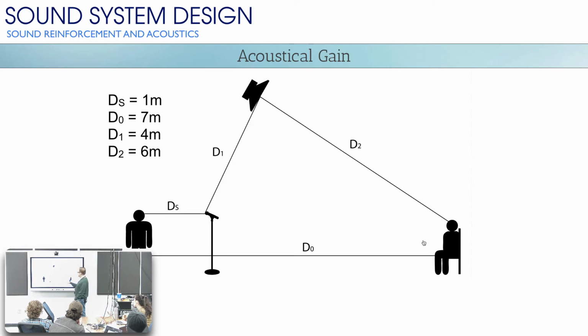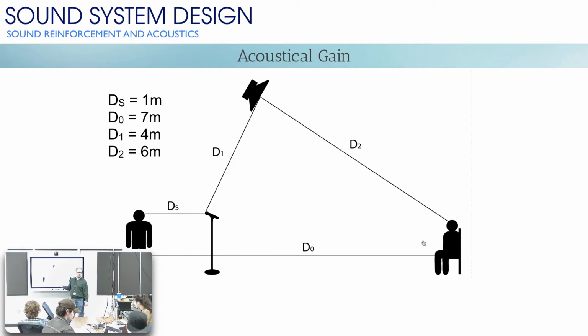So I've given you these different distances. You've got DS, which is the distance between the talker and the microphone. You've got D0, which is the distance between the talker and the listener. D1 is the distance between the microphone and the loudspeaker. And D2 is the distance between the loudspeaker and the listener. Okay, you got that? And here's what those all are. So DS is 1 meter.